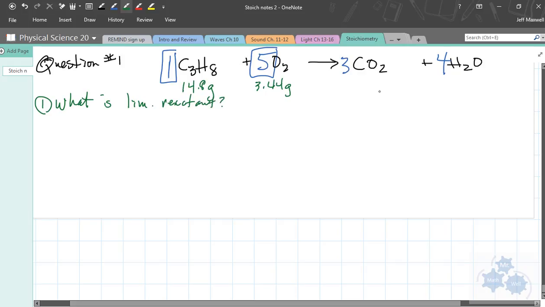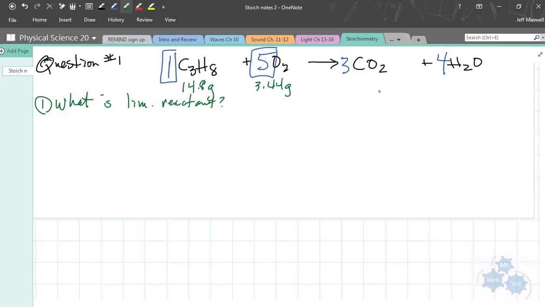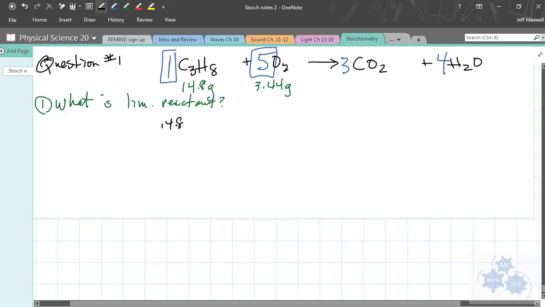All right. So in this question, what we need to find out, first of all, is we need to convert to what? Moles. Very good. Yes, we always have to convert to moles first. So I've got 14.8 grams, and I need to divide by the grams per mole of propane. So let's take a moment to do that.